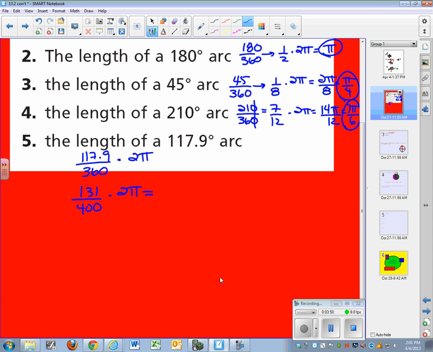Well, I can simplify the 2 over 400. 2 over 400 simplifies to 1 over 200. So in exact form, my answer would be 131 pi over 200. Okay, that would be the arc length for that corresponding angle. Questions?